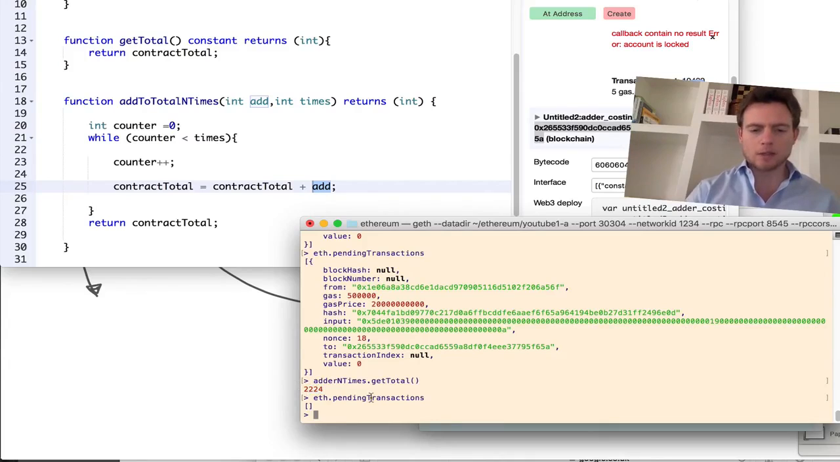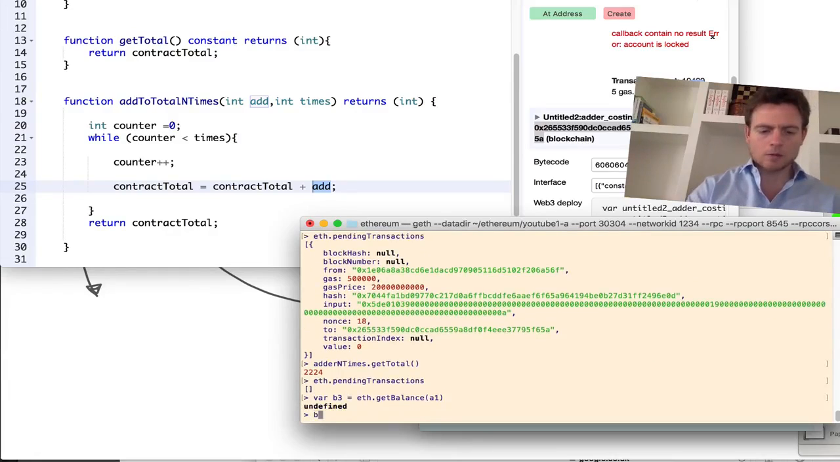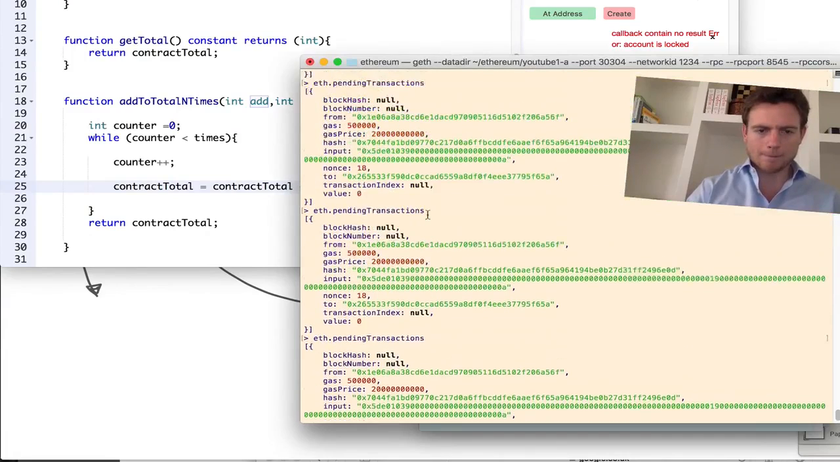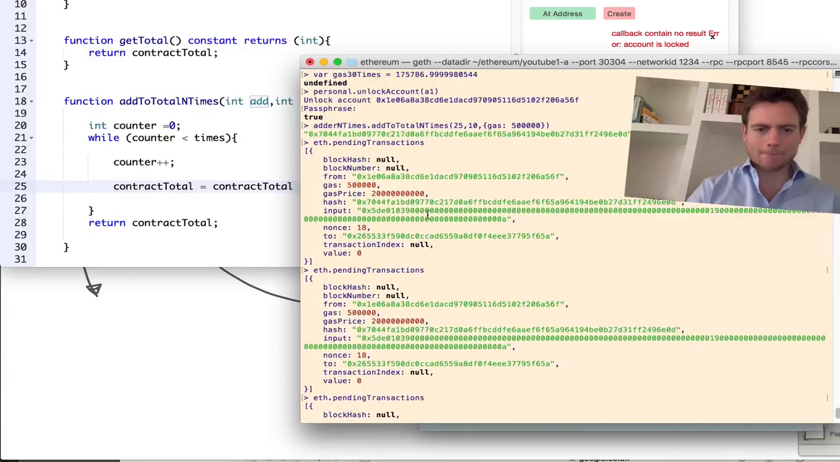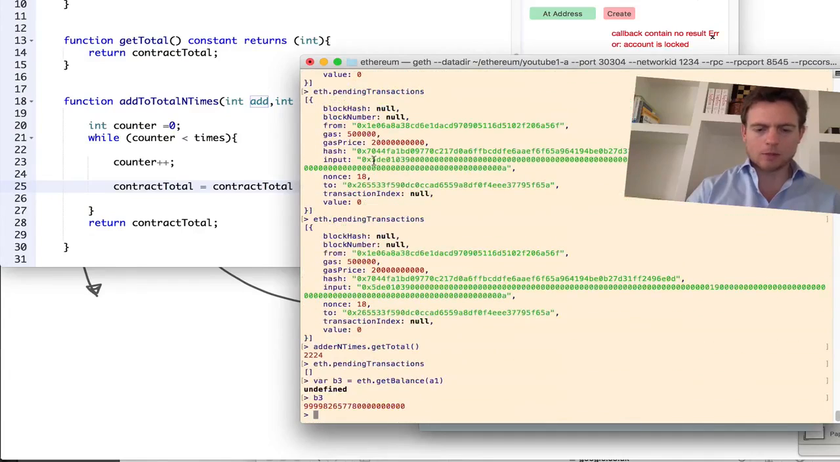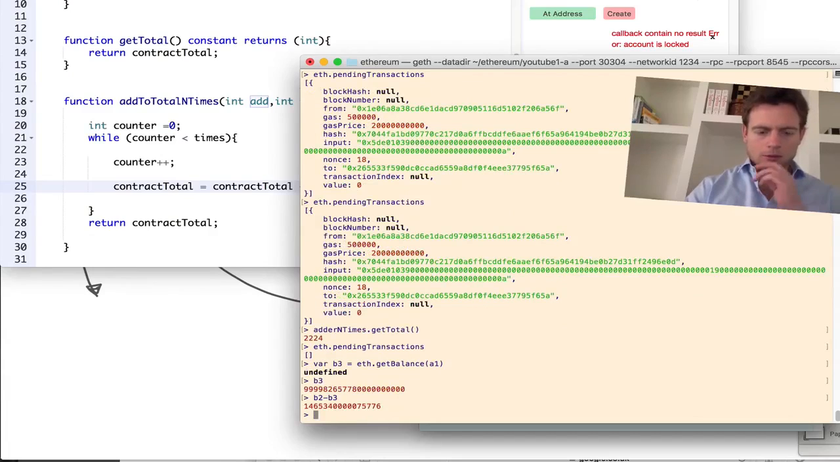Let's see what the balance is now. So if we go back up here and we do var b3 equals eth.getBalance a1, so b3. So let's check the difference now. Let's make this window a bit bigger. Right, so b2 minus b3 is this. So this is the amount of wei to run around that loop 10 times.